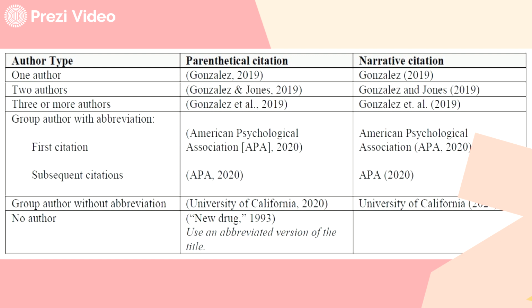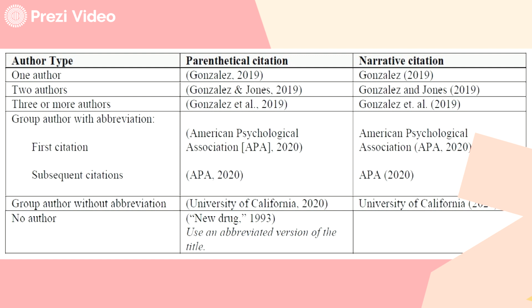Now, in the narrative citation, when the surname is outside of the parentheses, you do not use the ampersand symbol. Instead, you spell out the word and, A-N-D. Okay. When citing three or more authors, you have to directly use the term et al., among others, or and others, and they are terminated by a period. So et al., period, and then the year.